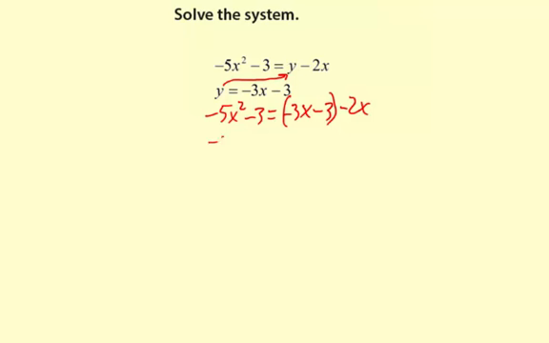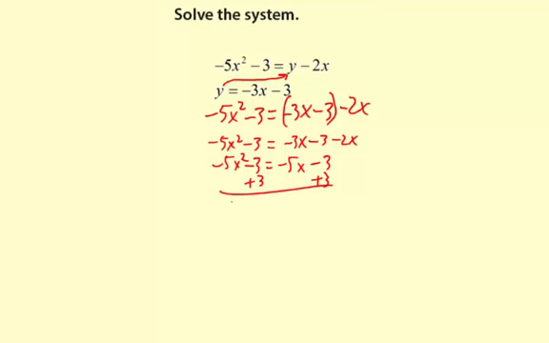And now simplify. Negative 5x squared minus 3 equals negative 3x minus 3 minus 2x. So now we'll simplify further. Negative 5x squared minus 3 equals negative 3x minus 2x is negative 5x, and then minus 3. So first thing I notice is both sides of the equation have a negative 3. So if I add 3 to both sides, that will go away. So I'll have negative 5x squared equals negative 5x.